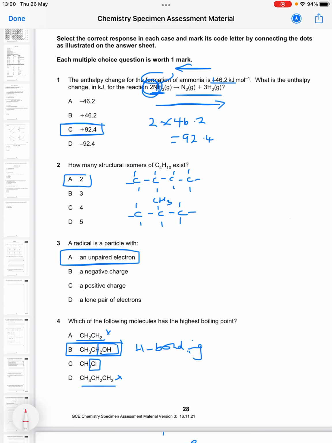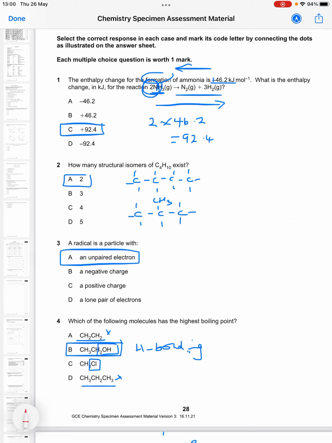So here we go. Question 1. The enthalpy change for the formation of ammonia is minus 46.2 kilojoules per mole. What's the enthalpy change in kilojoules for the reaction? And you'll see there it's 2NH3 gives you N2 and 3H2. And I've pre-filled this so that it's a bit quicker when I'm doing it, okay?